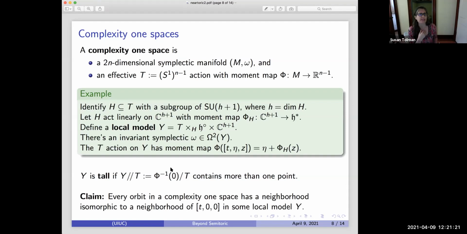That's easy to check. So the claim is, which of course many of you probably know very well, but for those who might not, that every orbit in a complexity 1 space has a neighborhood isomorphic to a neighborhood of [1, 0, 0] in some local model Y. So essentially, if we want to understand them locally, all the information is contained in the local models. That's the only example we need if we want to understand things locally.